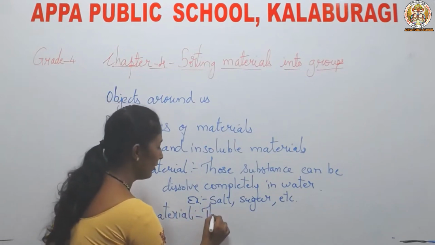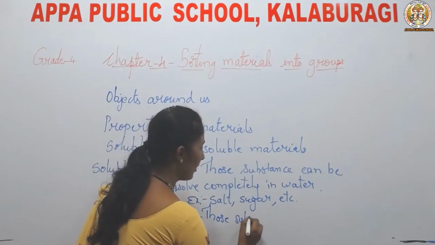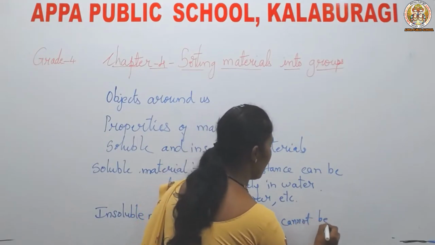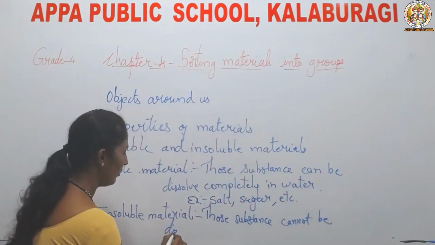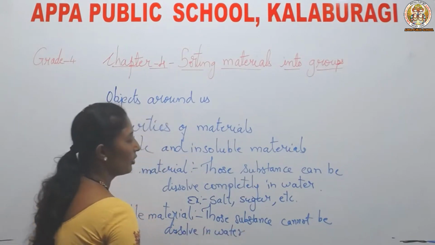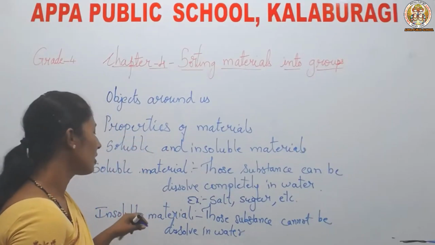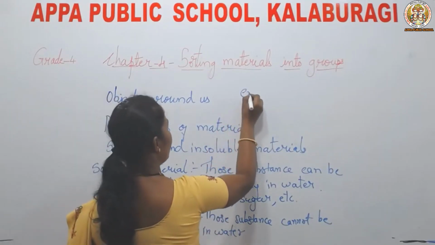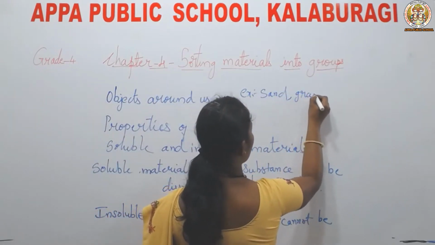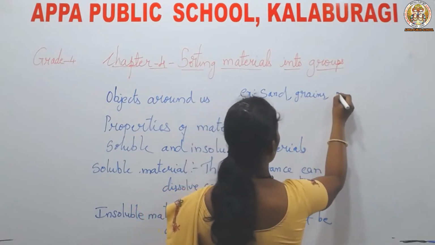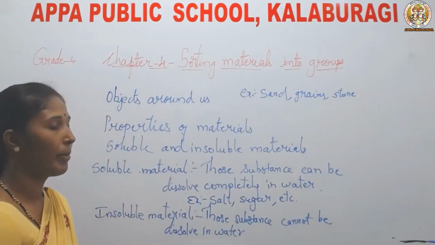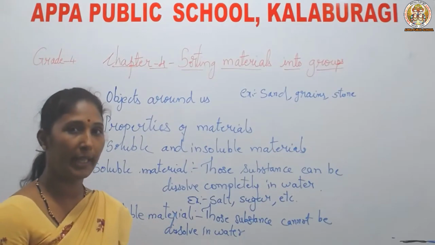Those substances cannot be dissolved in water. Those substances are called insoluble substances. Example: sand, grains, stone. Yes, these are the examples for insoluble materials.